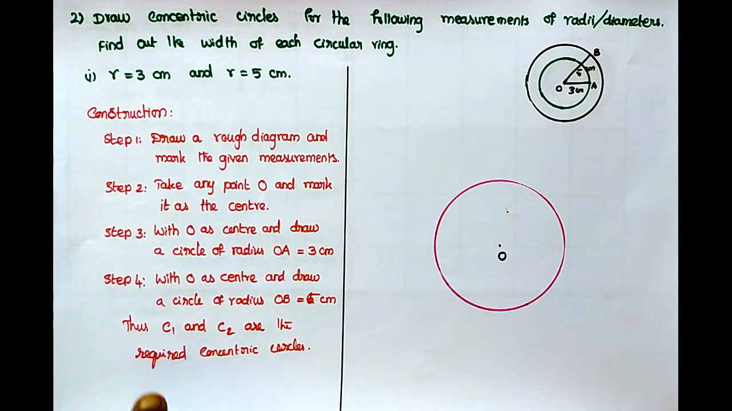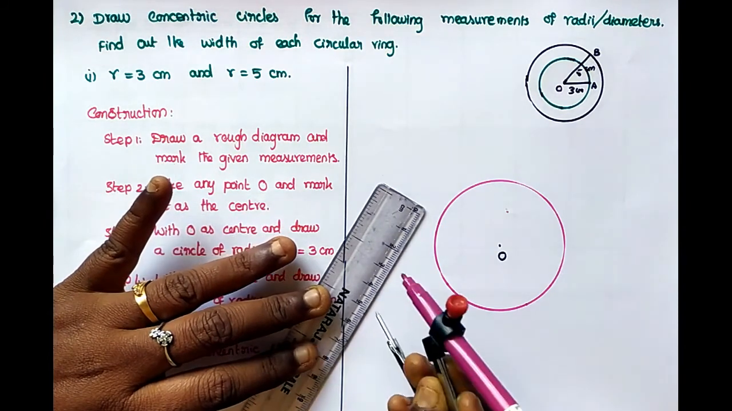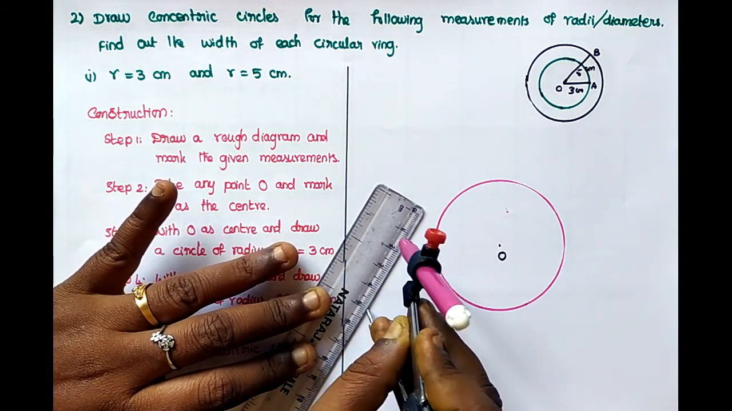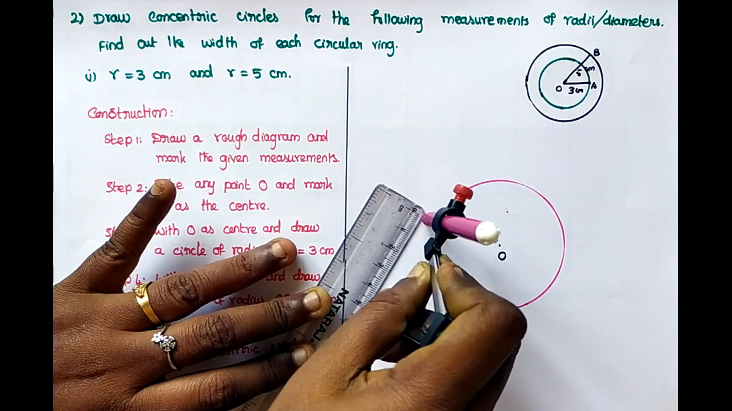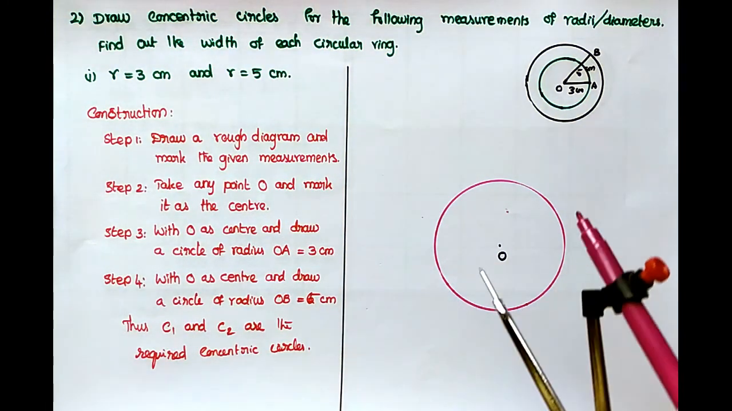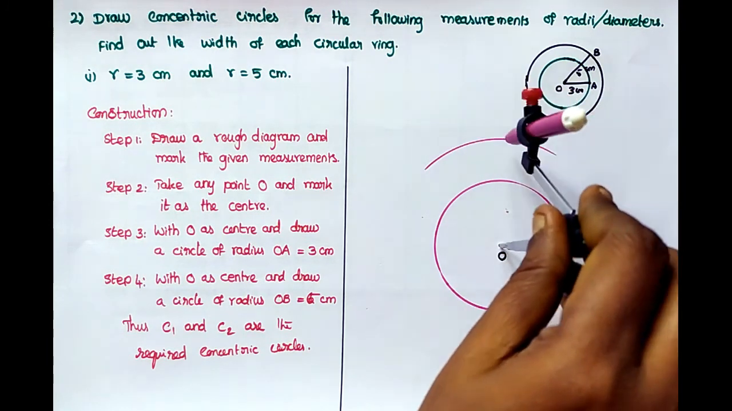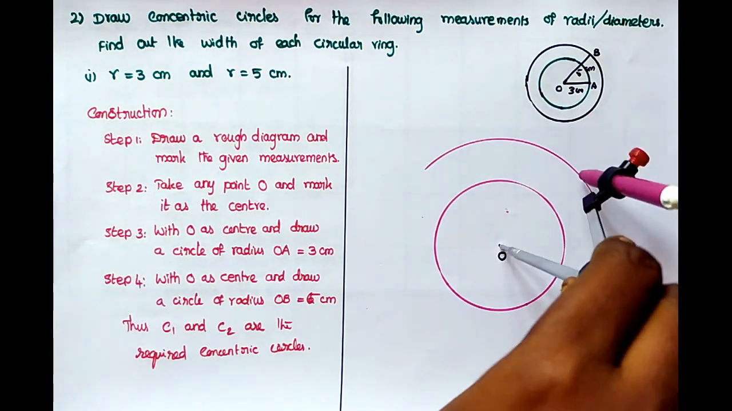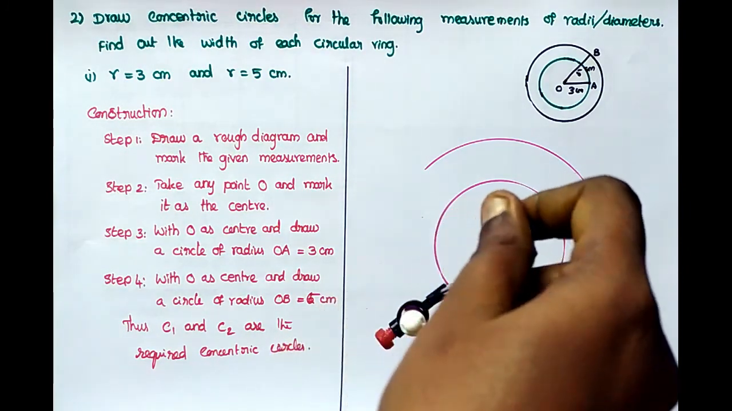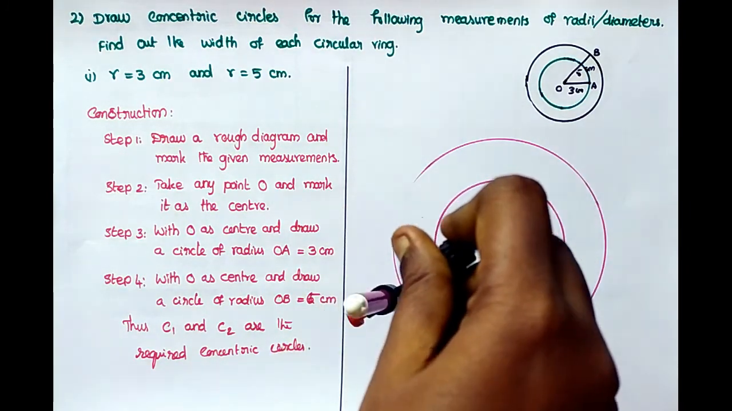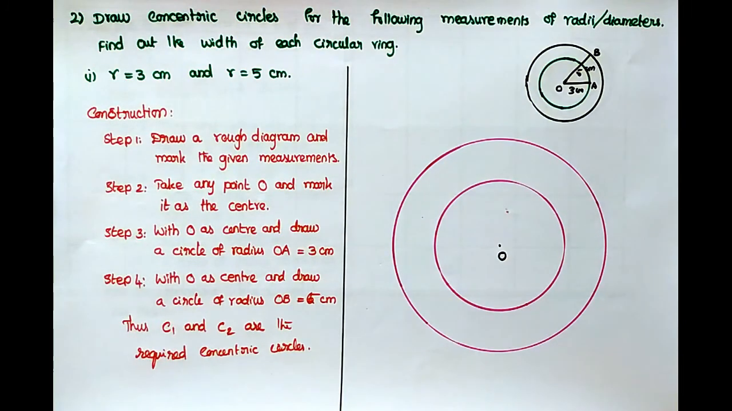And then fourth step, with O as center draw a circle of radius OB equal to 5 centimeter. So take 5 centimeter as the radius, measure 5 centimeter, and then with the same O as the center, draw a circle of radius 5 centimeter. Now we get the concentric circles.